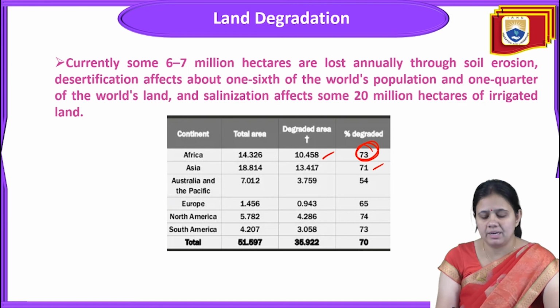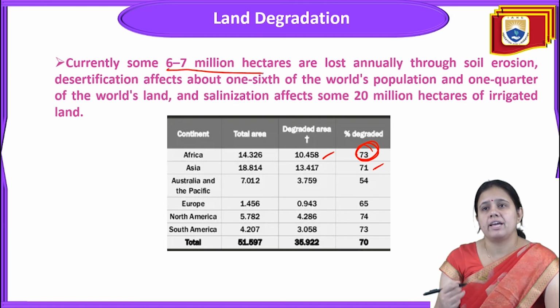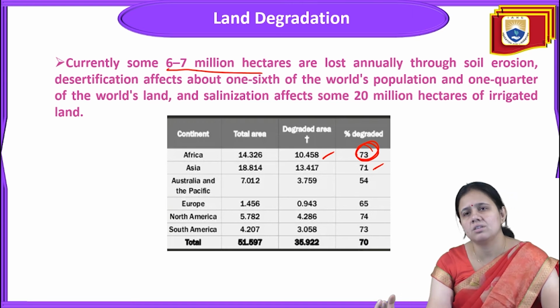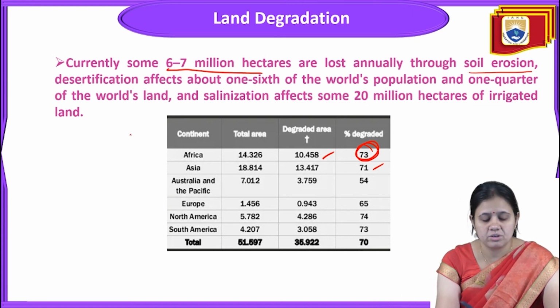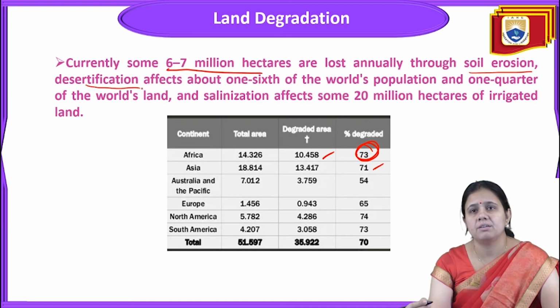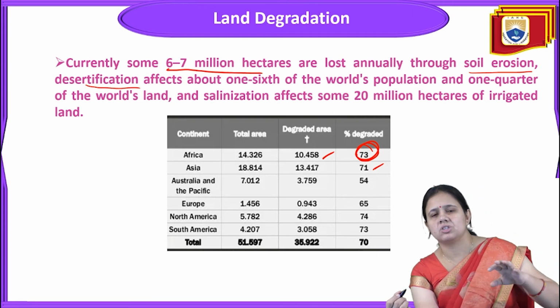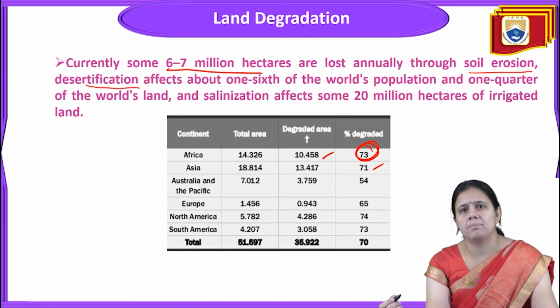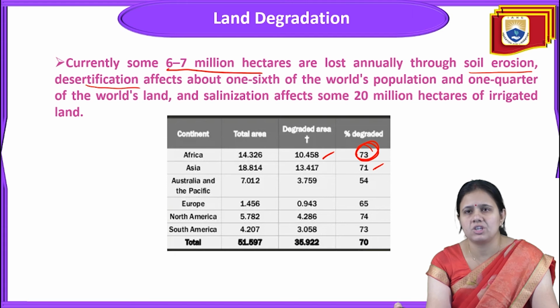Currently, 6 to 7 million hectares of land are lost annually through soil erosion and desertification. It affects about one-sixth of the world population and one-fourth of the world's land, and salinization affects some 20 million hectares of irrigated land. So this is the scenario of land degradation at a global level.